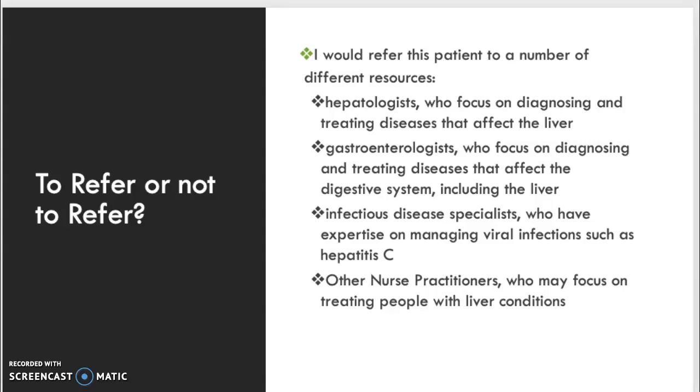So as an APRN, would I refer this client out to someone else or to get different resources? The answer is yes, most definitely. I would refer this patient to a number of different resources. I would refer her to a hepatologist who focuses on diagnosing and treating diseases that affect the liver. I would also refer her to a gastroenterologist who focuses on diagnosing and treating diseases that affect the digestive system, including liver once again, an infectious disease specialist who has expertise in managing viral infections such as hepatitis C, and other nurse practitioners, apart from myself, who may focus on treating people with liver conditions.